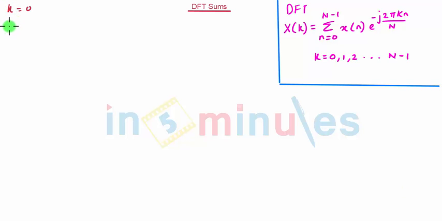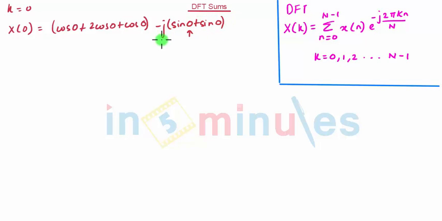So it comes out to be x of 0 equal to cos of 0 plus 2 cos 0 plus cos 0 minus j sin 0 plus sin 0. This whole term is 0. So the imaginary term turns out to be 0. Cos 0 value is always 1. So finally we get 1 plus 2 plus 1, that is equal to 4 minus j into 0. So it comes out to be 4.